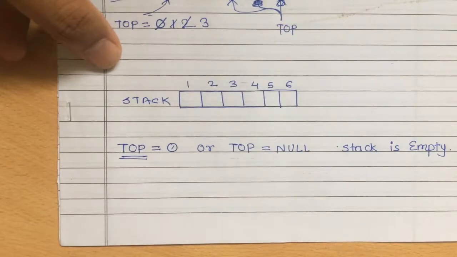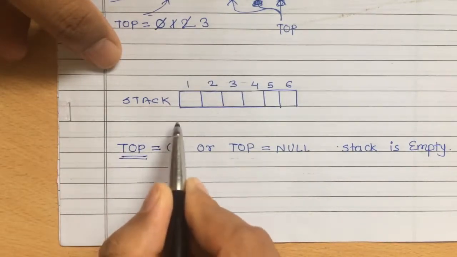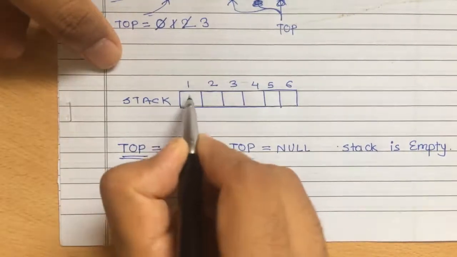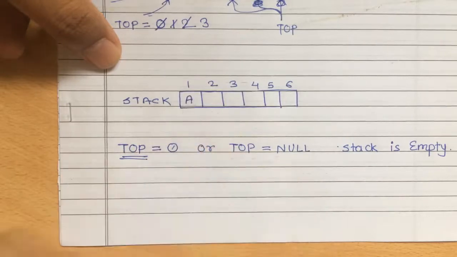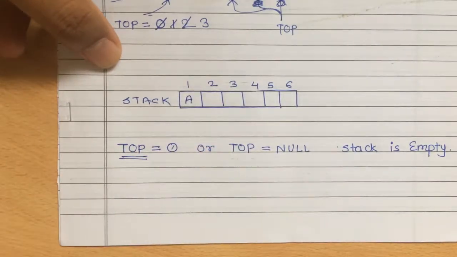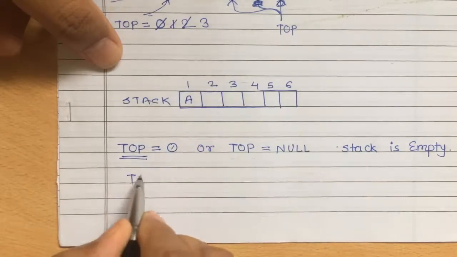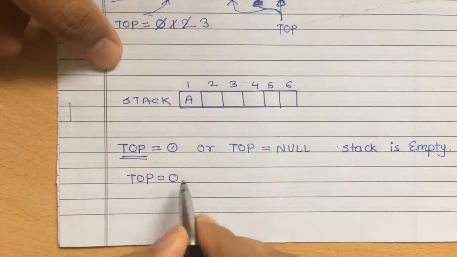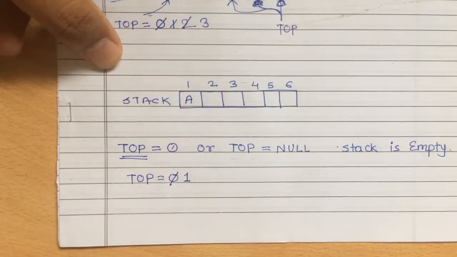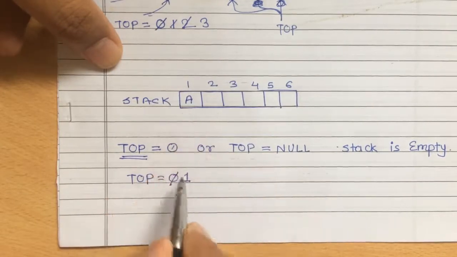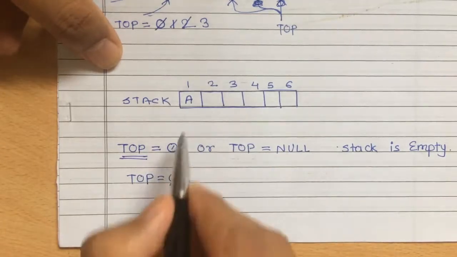So in this case, suppose I insert one element A. As in the previous case, I have also inserted the same element. So before insertion of one element, what do we have to do? We have to increase the value of top by 1. Initially the value of top was 0, so before insertion we increase the value of top by 1. So top becomes 1, and at the first position we insert the new element. Now top will point over here.